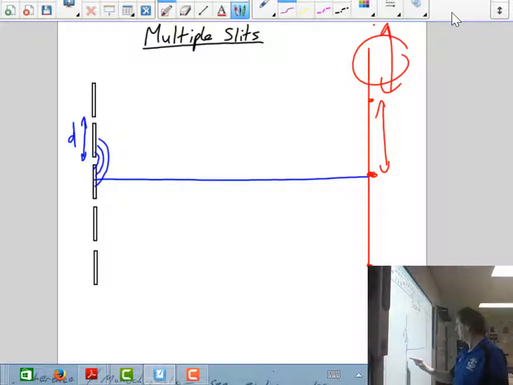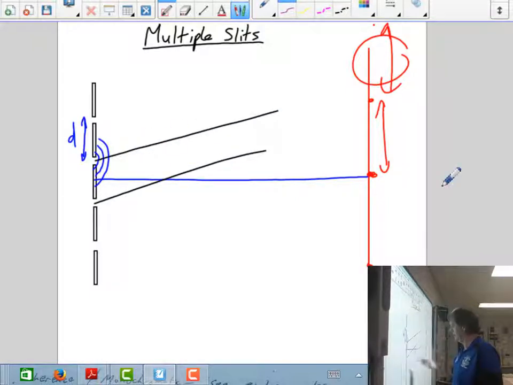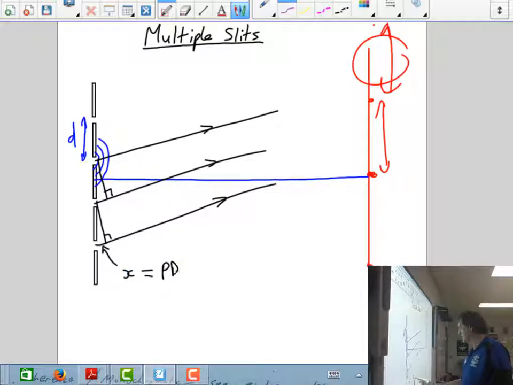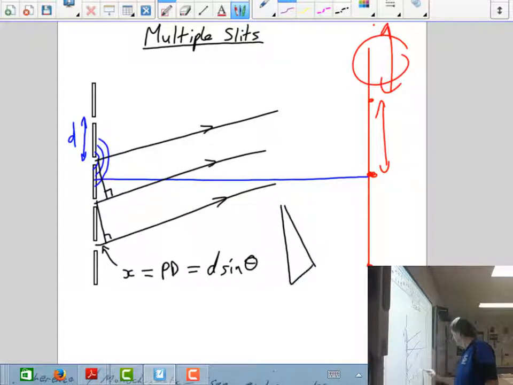So if we start to draw these going out to an imaginary point P out there, it turns out that because these are so close together, you can draw these as parallel lines, and there is your path difference there at 90 degrees. And so the same argument can be used to show that x is the path difference, and it's equal to d sine theta, where the 90 is in that little triangle there, and this is theta. So you don't have to do as much in terms of approximations now.